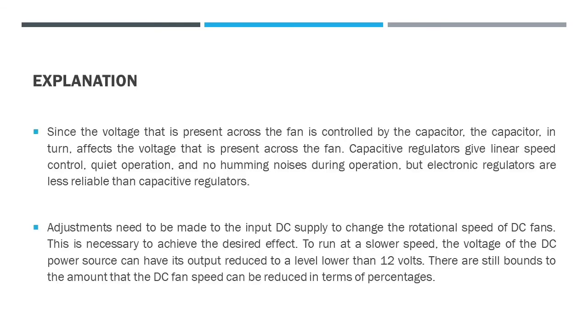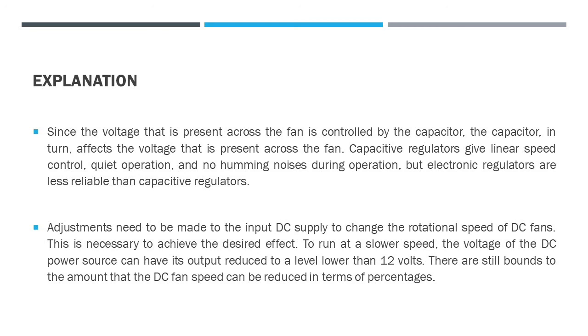The voltage that is present across the fan is controlled by the capacitor. Capacitive regulators give linear speed control, quiet operation, and no humming noises during operation, but electronic regulators are less reliable than capacitive regulators. Adjustments need to be made to the input DC supply to change the rotational speed of DC fans. This is necessary to achieve the desired effect.